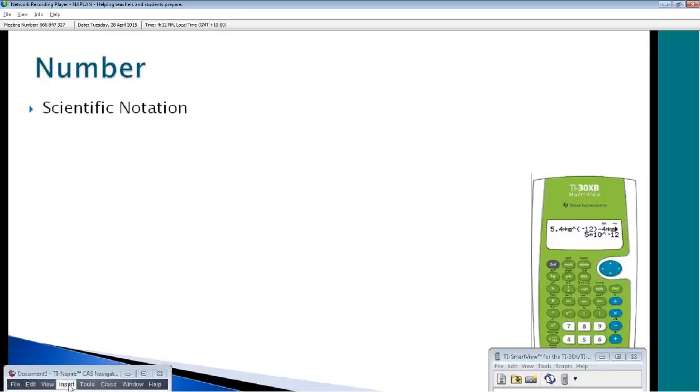One is scientific notation. Now, something that I really like with the TI-30 is that we can have scientific notation that looks like scientific notation. And if you're looking at the little picture I've got on my PowerPoint slide here, you'll see that it's one that's got the little caret in it, so it doesn't look like scientific notation, and I will need to go back and change that.